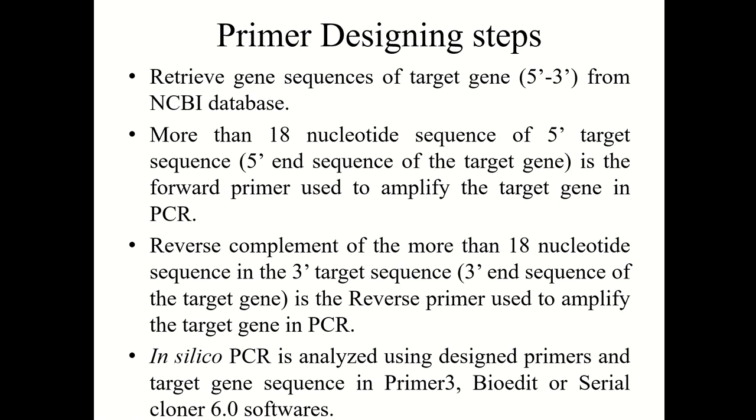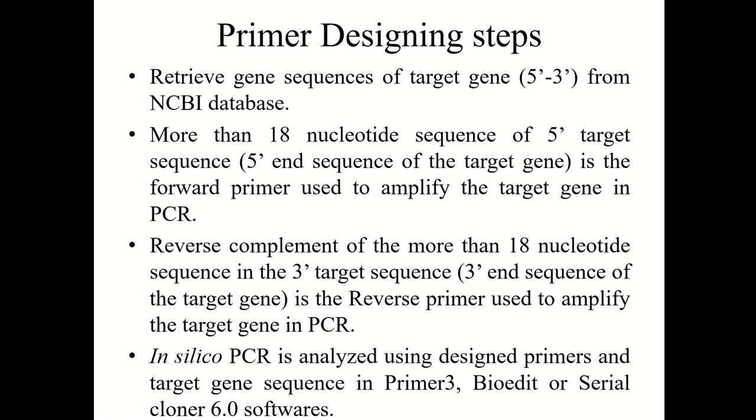And then we go for the other step, that is the reverse complement of more than 18 nucleotides that is copied from the 3' target sequence. That is, the 3' end sequence of the target gene is taken. So we have one template, the target gene, running from 5' to 3' direction. It is a single sequence we have. So we generally copy the first nucleotide to the 20th or 22nd nucleotide, keep it as such, and order it as the forward primer.